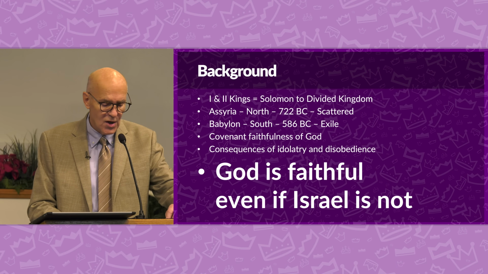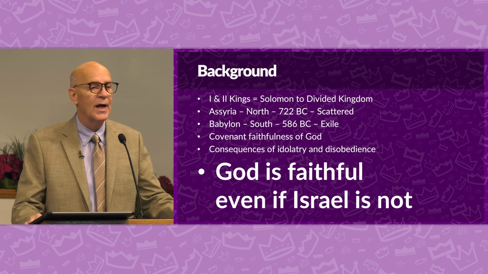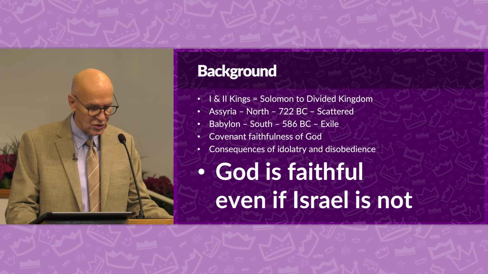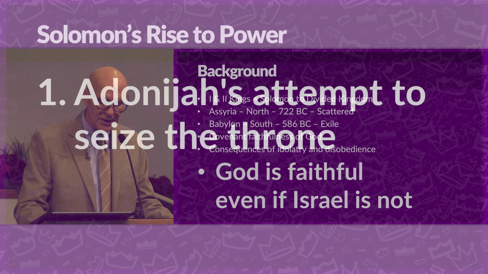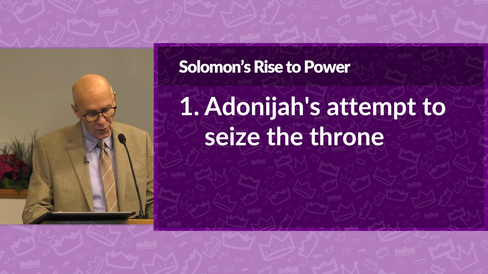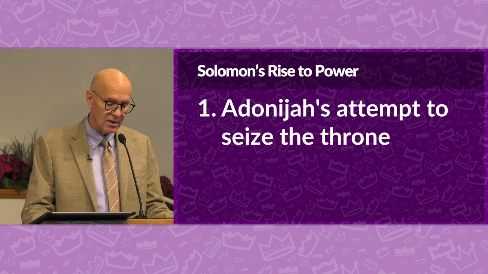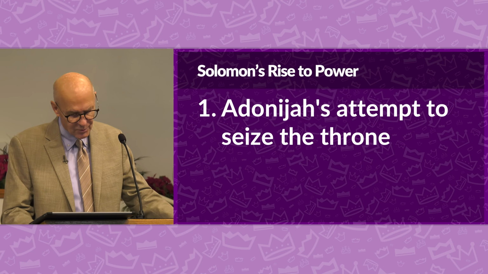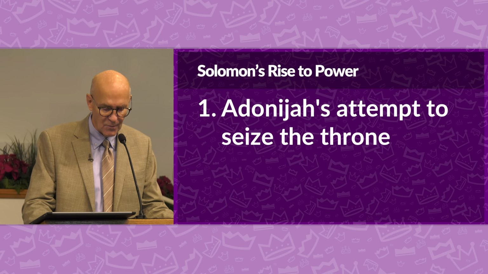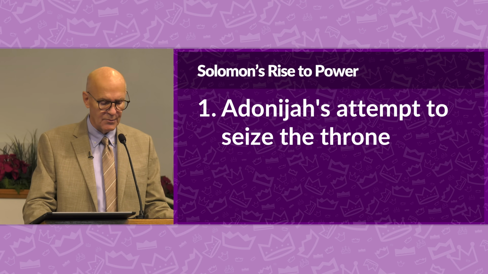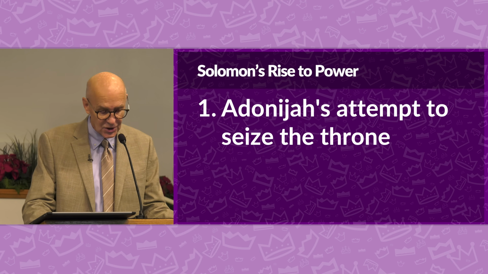And so we begin with Solomon's rise to power, and the details for this are in 1 Kings chapters 1 to 3. So let's begin with a review of Solomon's rise to power. As King David grew old and weak, his son Adonijah declared himself king without David's approval. He gathered support from key figures like Joab, the commander of the army, and Abiathar, the priest, and held a banquet to celebrate his self-proclaimed kingship.